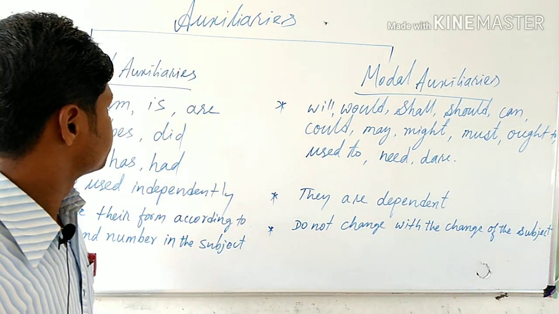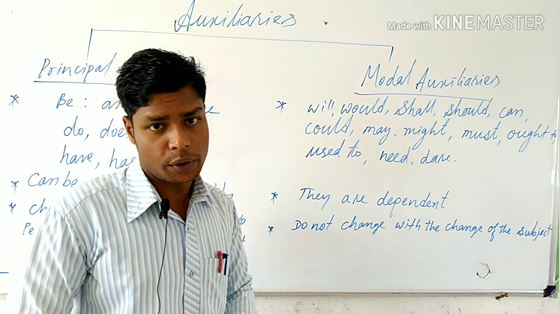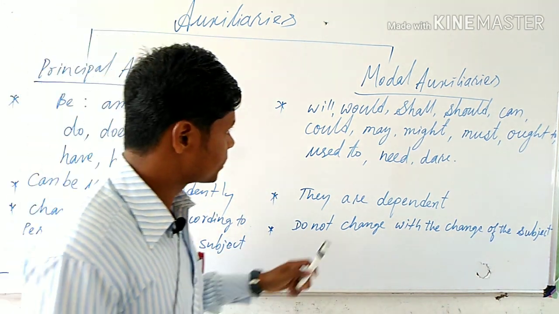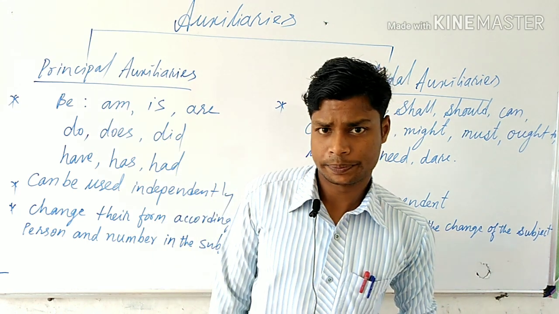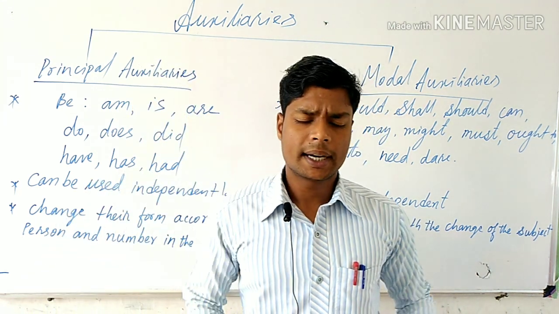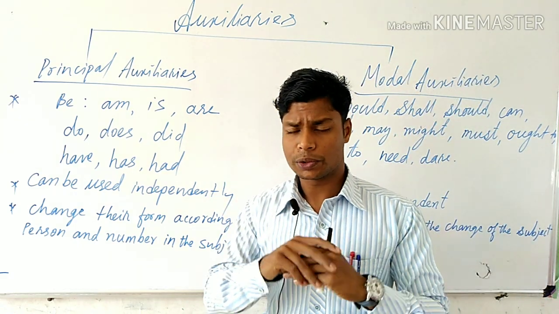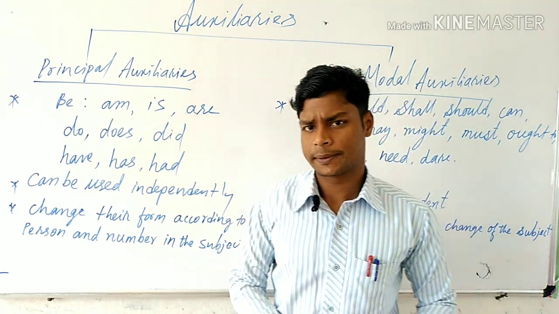So auxiliaries, we have two kinds of auxiliaries. They are principal auxiliaries and modal auxiliaries. Before that, let us discuss how these auxiliaries are used. What is the function of the auxiliaries?